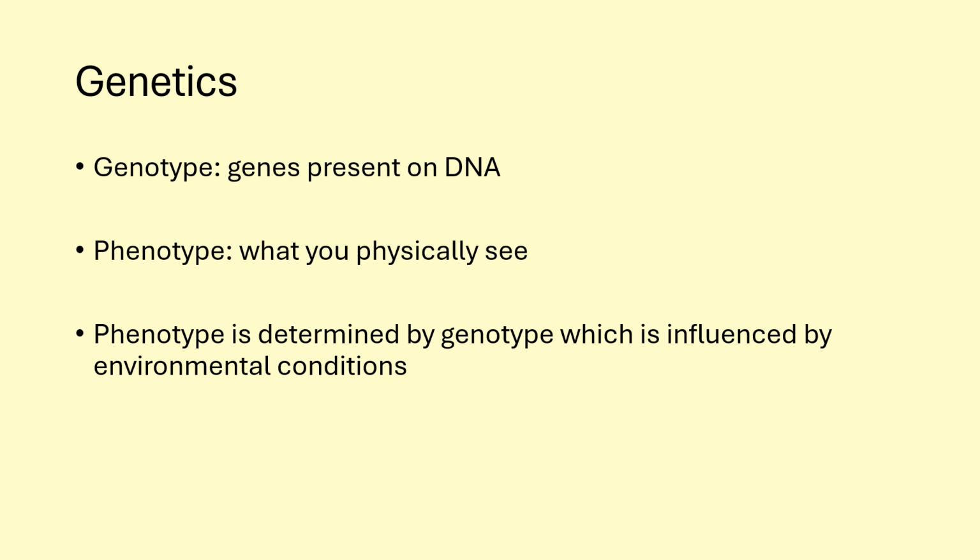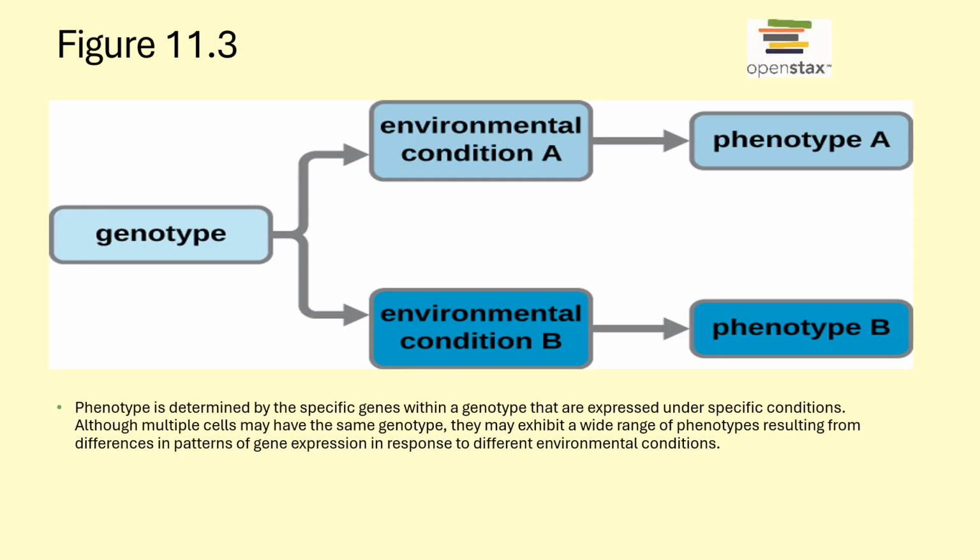With genetics, remember genotype refers to the genes that are present on the DNA. Phenotype refers to what you physically see. What you physically see, that phenotype, is going to be determined by the genotype, and it may be influenced somewhat by environmental conditions. Are you starting to get an idea how everything relates back to what's on the DNA?